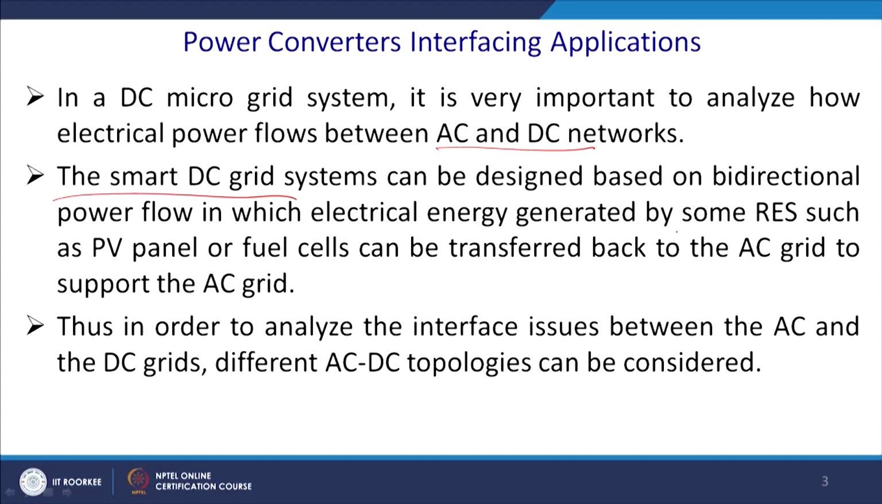The smart DC grid system can be designed based on bidirectional flow, in which electrical energy generated by some RES such as PV panel or fuel cell can be transferred back to the AC grid to support the AC grid. So, this we require to understand. If there is excess of power, then power can flow back from the DC grid to the AC grid or the main utility grid, and power may come from the main grid when there is a power deficiency of the DC microgrid.